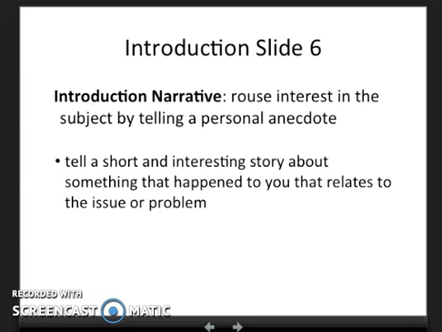Another way, as you've heard a lot, is to give a narrative. Rouse interest in the subject by telling a personal anecdote. So maybe you'll tell a short and interesting story about something that happened to you that relates to the issue or problem.